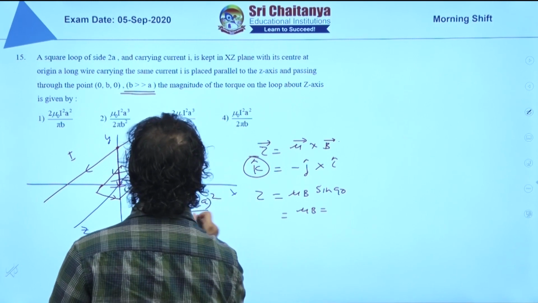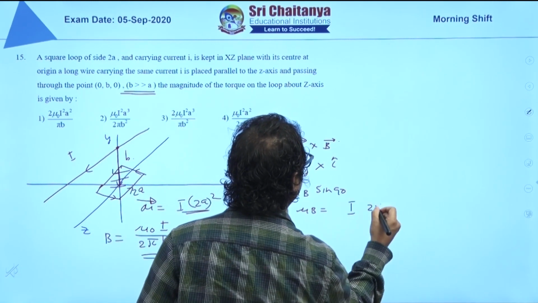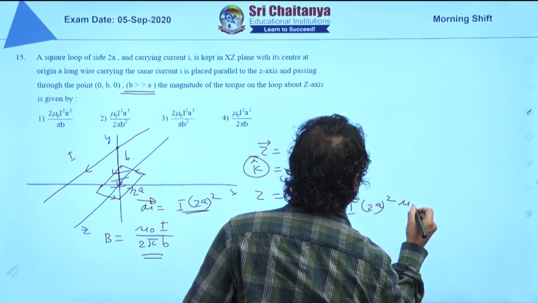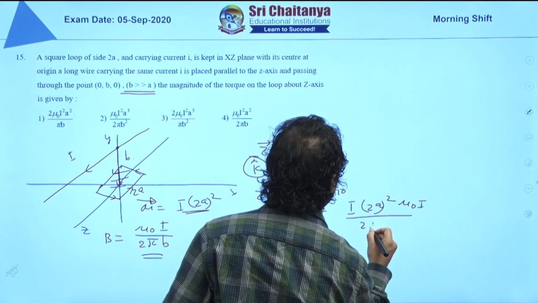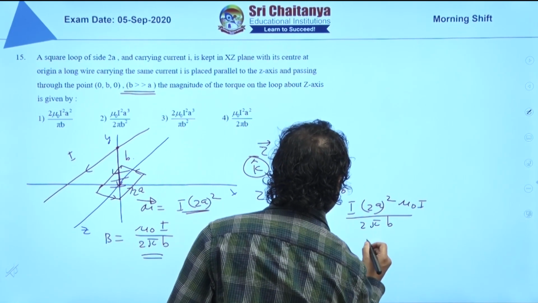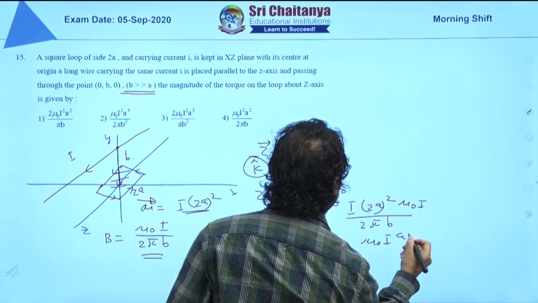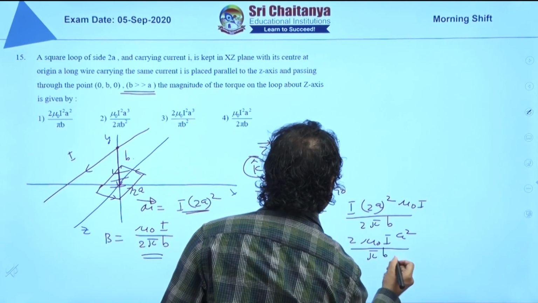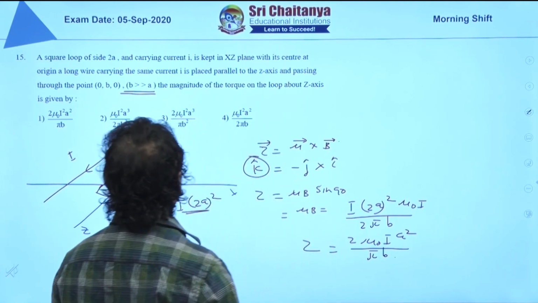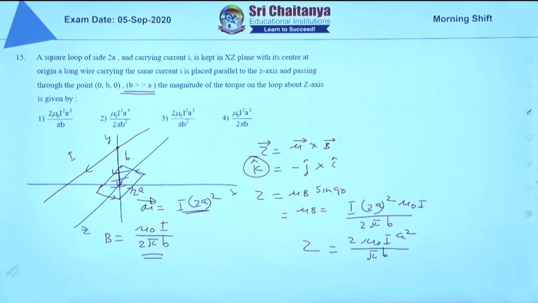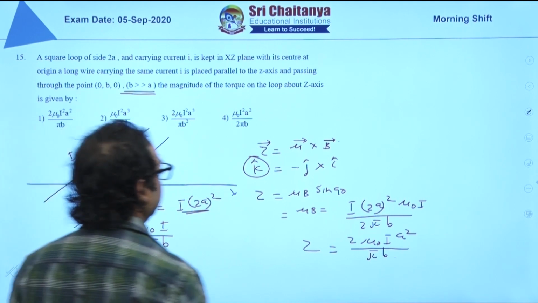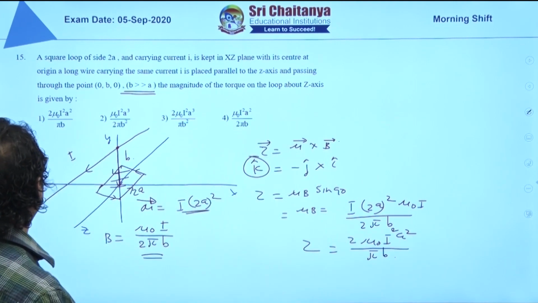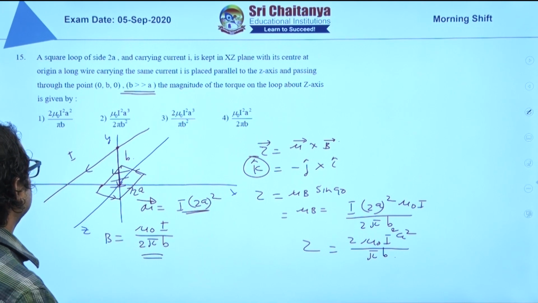So, mu value is I into 2A square. So, I into 2A whole square into mu naught I upon twice pi B. So, how much are you getting? 2 mu naught I square A square by pi B. So, this is your torque, and this is your answer, option A.